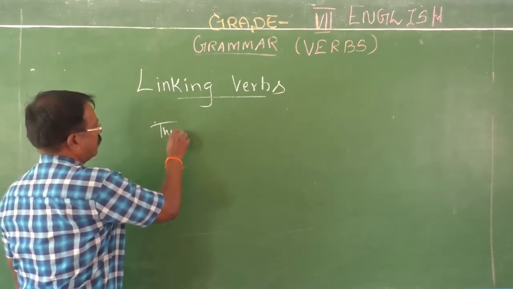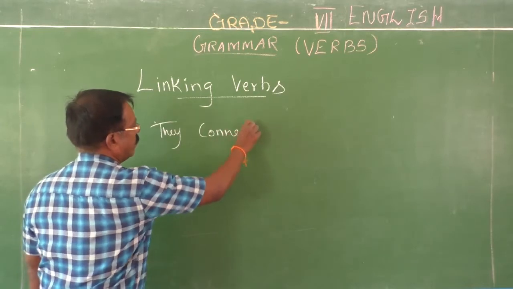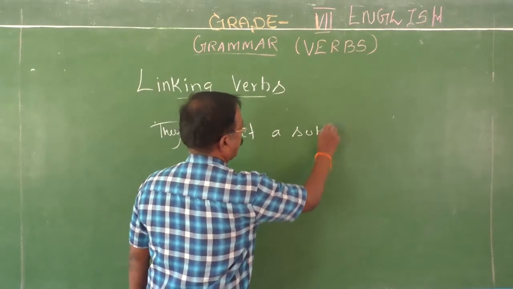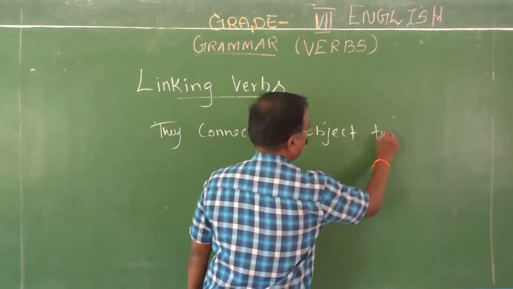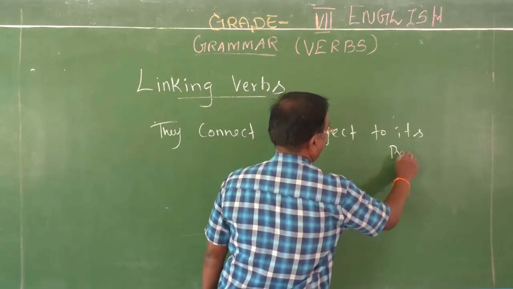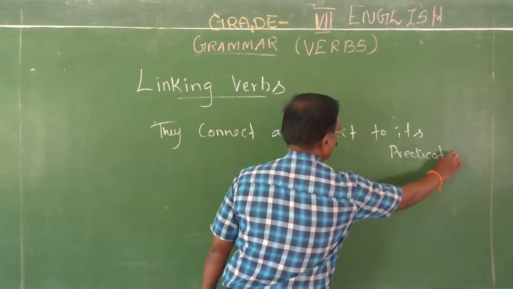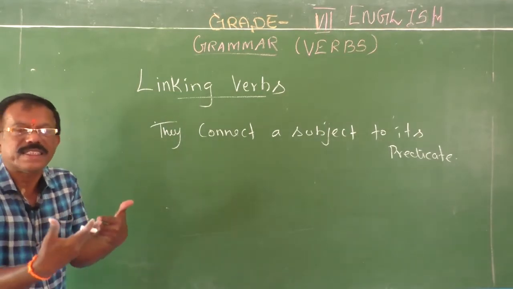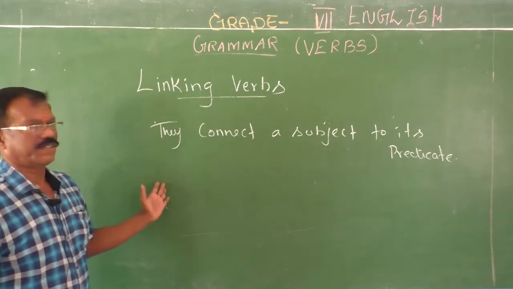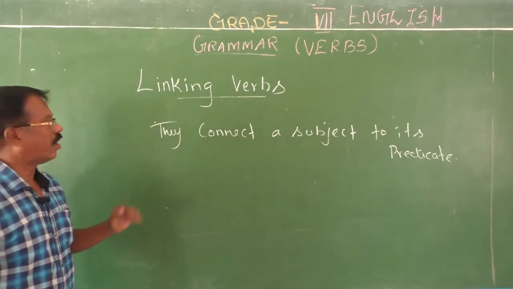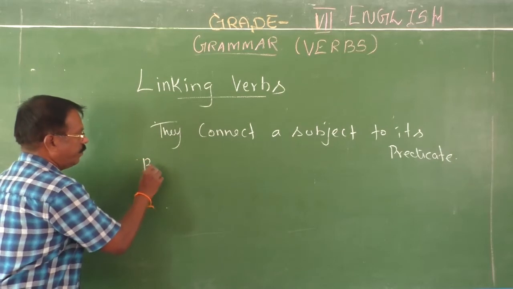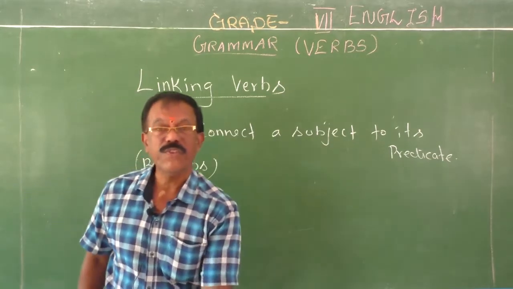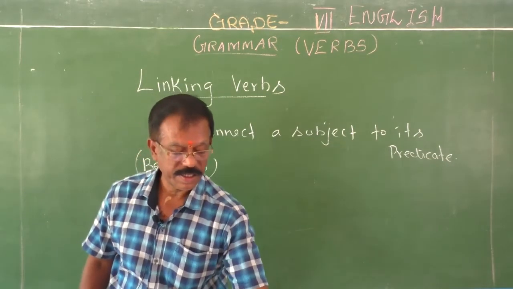They connect. These linking verbs connect a subject to its predicate without showing any action. They are called linking verbs. It just links, it connects a subject with its predicate. All forms of be verbs are called linking verbs.